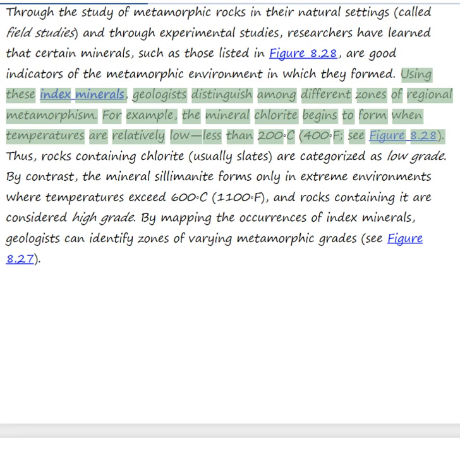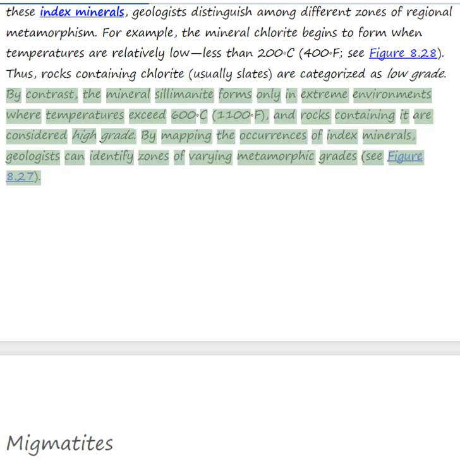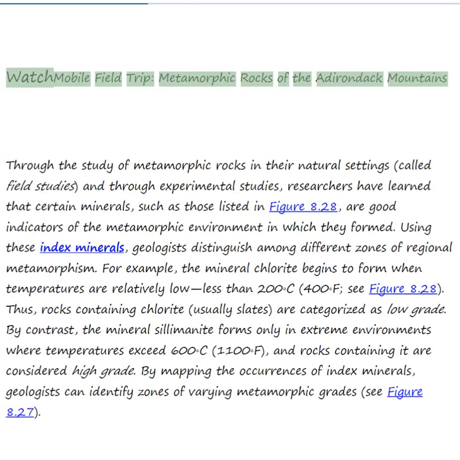For example, the mineral chlorite begins to form when temperatures are relatively low, less than 200°C. Thus, rocks containing chlorite are categorized as low-grade. By contrast, the mineral sillimanite forms only in extreme environments where temperatures exceed 600°C, and rocks containing it are considered high-grade. By mapping the occurrences of index minerals, geologists can identify zones of varying metamorphic grades. Watch Mobile Field Trip: Metamorphic Rocks of the Adirondack Mountains.